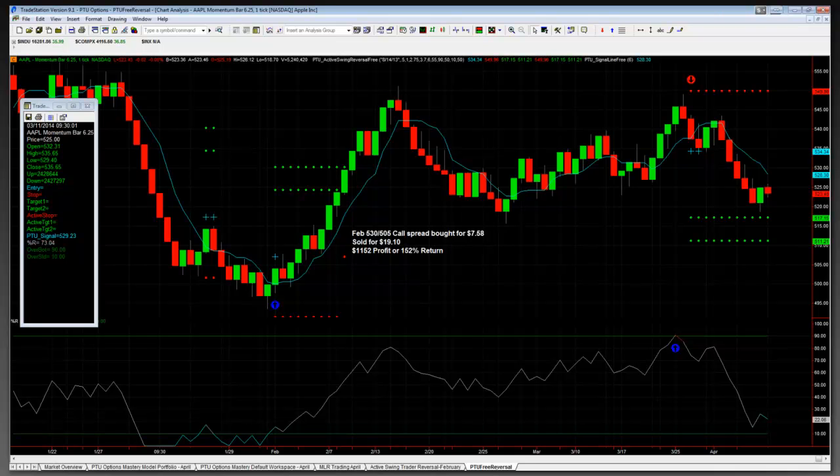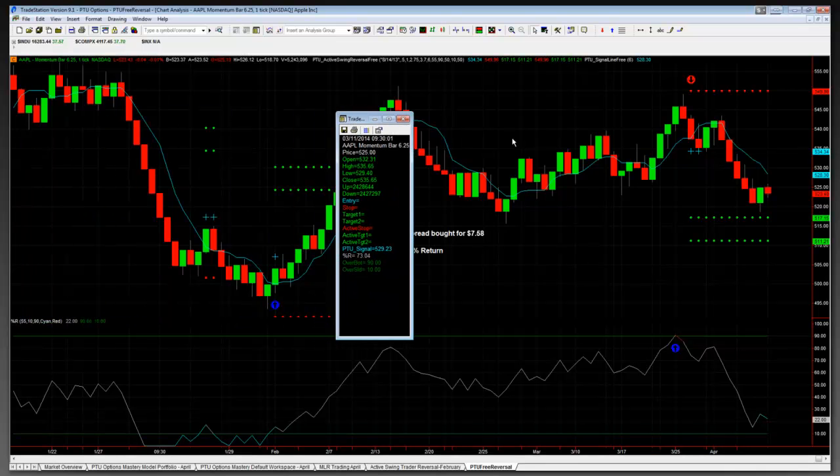One of those power factors that I talk about all the time is the use of a range chart. If I look up here in the upper left-hand corner, I'm looking at Apple using a range of 6.25. What that means is every candle that I click on, let me drag my data window over here so you can see it, the difference between high and low is going to be $6.25. Every one of them. Does not matter. This has nothing to do with time.